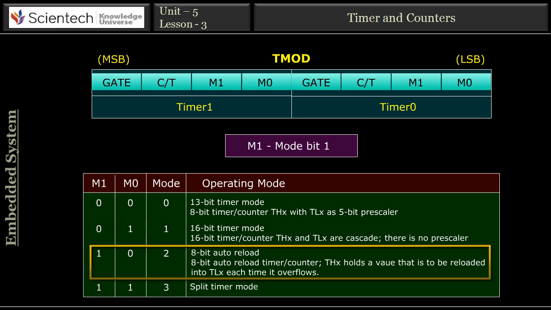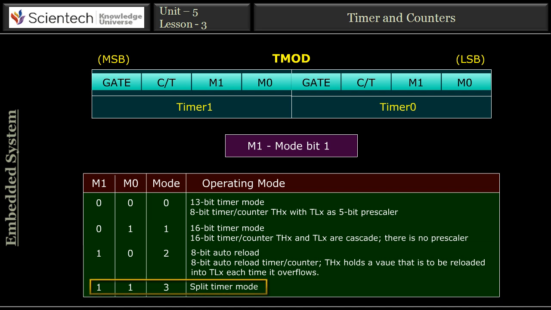Mode 2. It is an 8-bit auto-reload mode, therefore, it allows only values of 00 to FFH to be loaded into the timer's register TH. Mode 3. It is a split timer mode. This mode is not generally used.